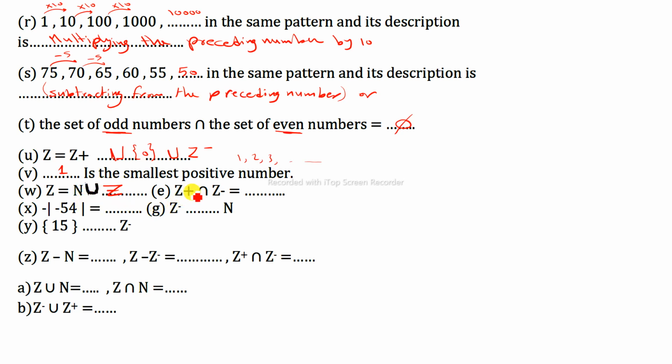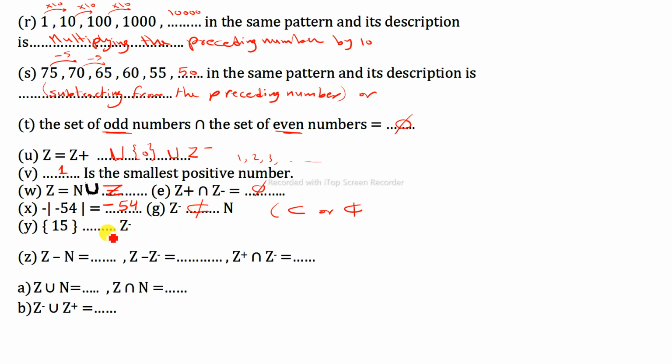Z positive intersection Z negative, then 5, then negative absolute negative 54. Bring down the negative before the absolute. Absolute negative 54 is equal to 54. Z negative is one set and this is another set, so we put subset or not subset. Of course the negatives are not in N, so Z negative is not a subset of the natural numbers.